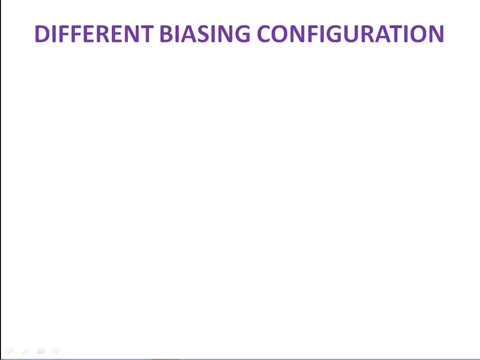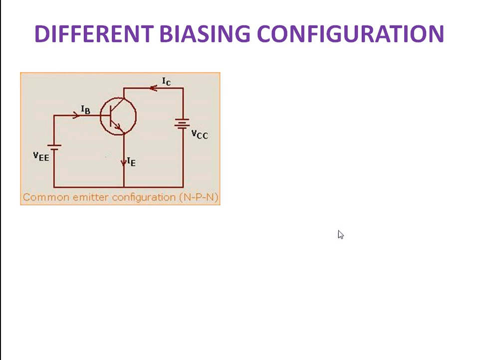Let's discuss the different biasing configurations. The first one is the common emitter configuration. We know very well the transistor is a three-terminal device: base, collector, and emitter. The arrow is in the outward direction, so it is known as an NPN transistor.